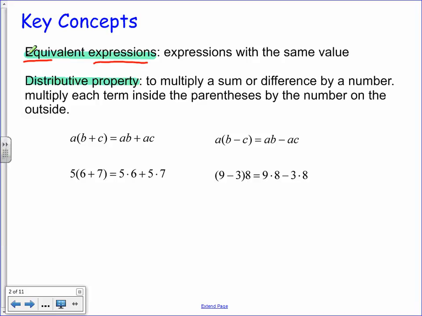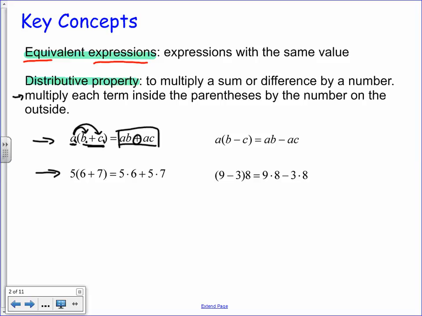And that is to multiply a sum or difference by a number. Okay, so we're going to have a sum or a difference, and we're going to multiply that whole sum or that whole difference by a number. And when we do that, we're going to multiply each term inside the parentheses by the number on the outside. And I'll show you by this example here. So I have a number on the outside, a, times this sum b plus c. What I do is I'm going to distribute this a to everything on the inside. Okay, so it's going to turn out to be a times b plus a times c.